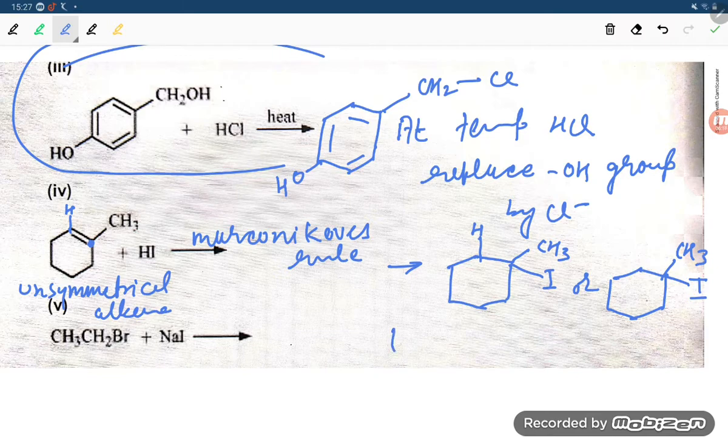So it will be named 1-iodo, and on the same position there is a methyl group, methyl, and then cyclohexane.